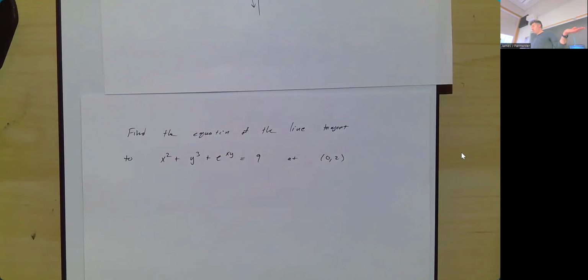To find the equation of a line, we need a point, which we have, and we also need the slope. How do we find the slope? The derivative.